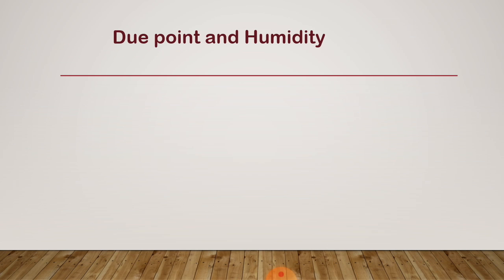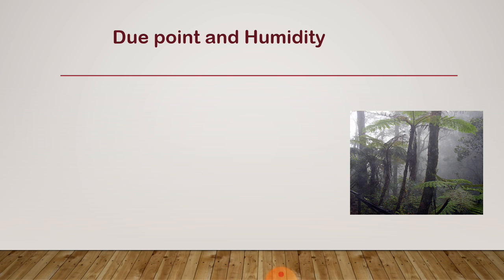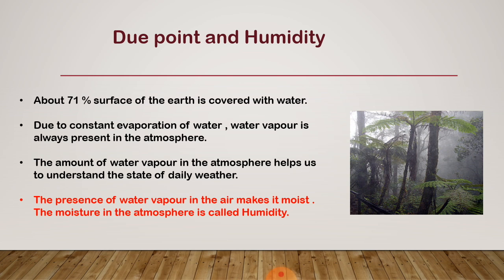Then we have learned dew point and humidity. What is that? You all know that about 71% of the earth is covered with what? Water. Due to the constant evaporation of water, what happens? Water vapor is always present in the atmosphere. So from that we come to understand what type of weather there is today. It is cloudy, it is rainy, or it is very dry and that kind of thing. Okay, so the presence of water vapor in the air makes it moist. Okay, so moisture is visible. Yes, and this moisture in the atmosphere is called what? This is called humidity. Okay.